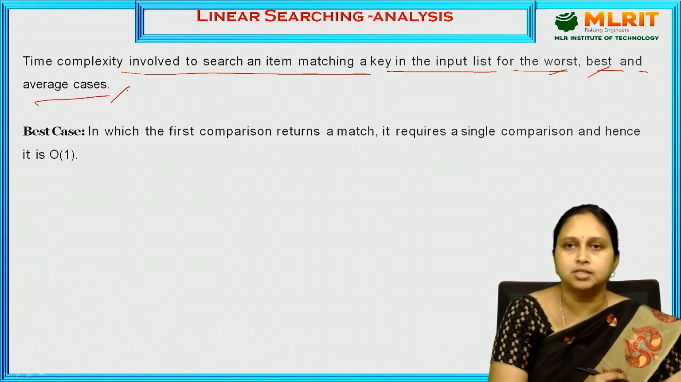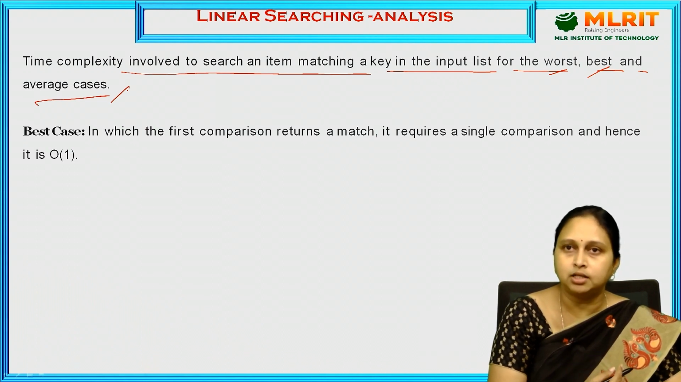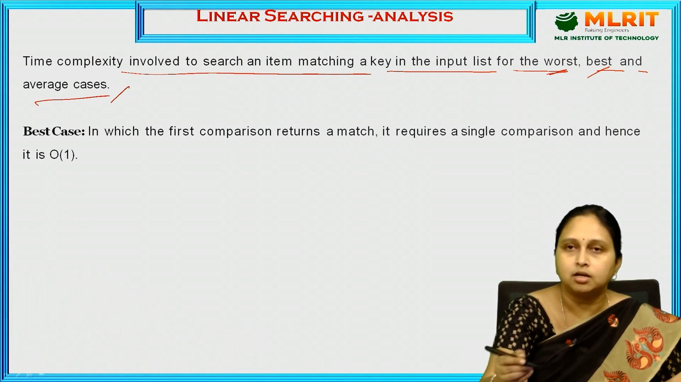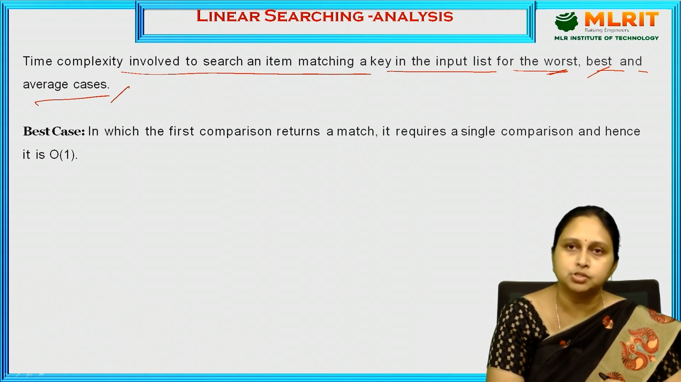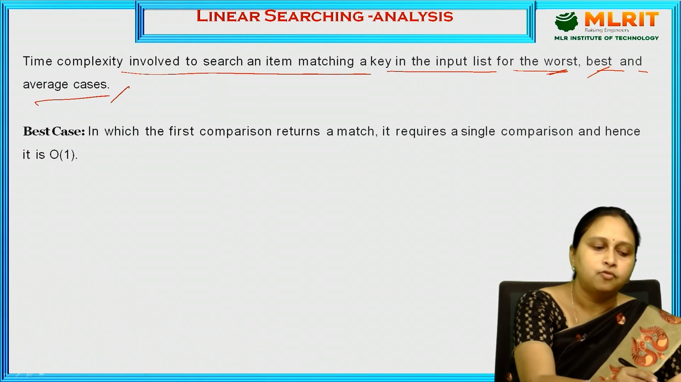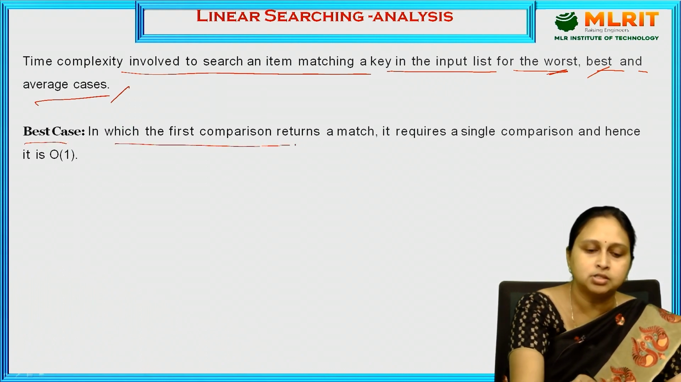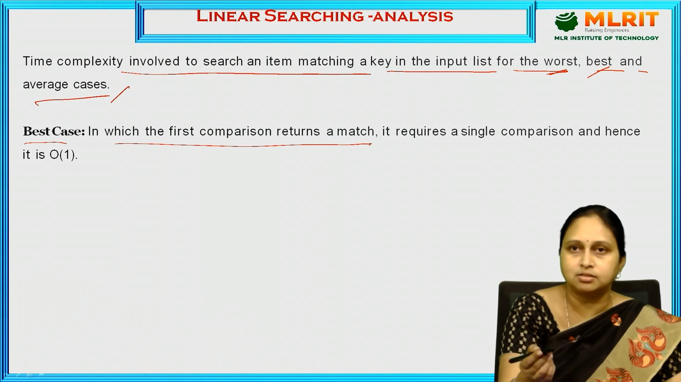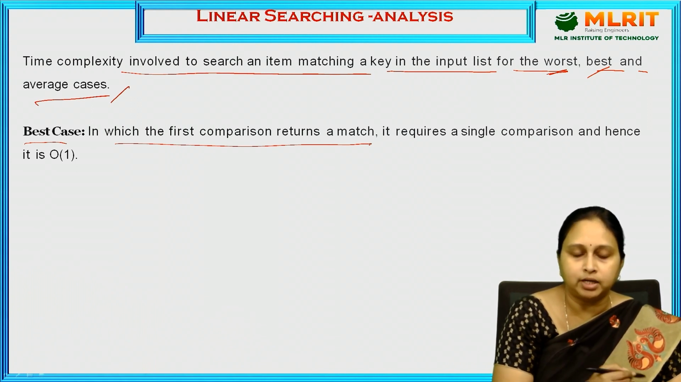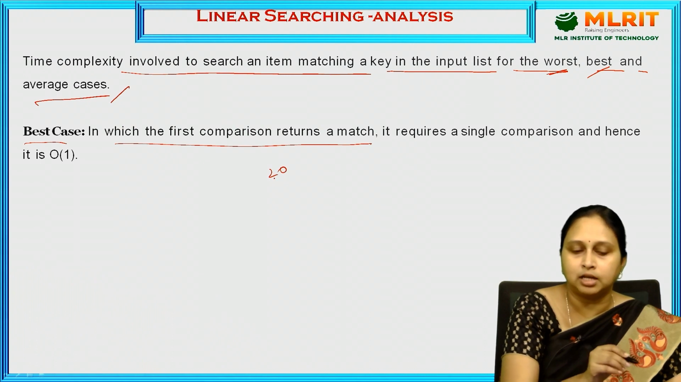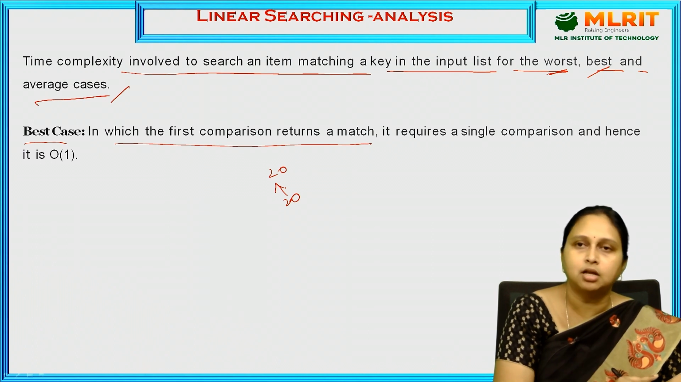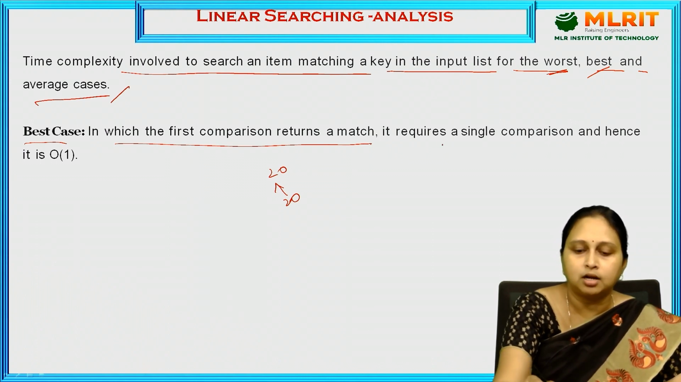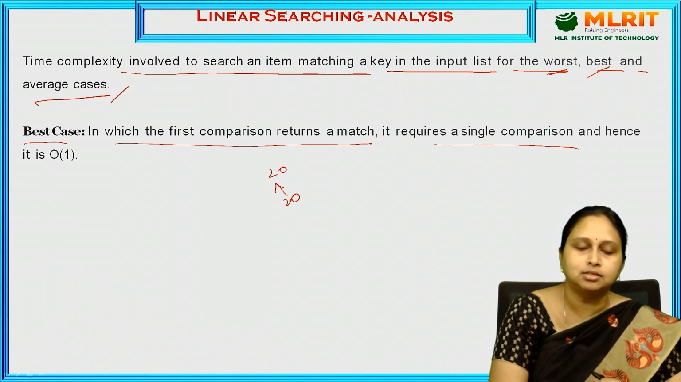Best case means that in the first check itself you find the element. Average and worst cases are almost the same. Based on the element, how many comparisons we do determines the worst and average cases. For the best case, the first comparison returns a match. As we have seen, I have taken the element as 20 itself. The first element in the list is 20 and my key element is also 20. If both are matching, at the first step itself I have a match, so it requires only a single comparison, and hence it is called the best case.